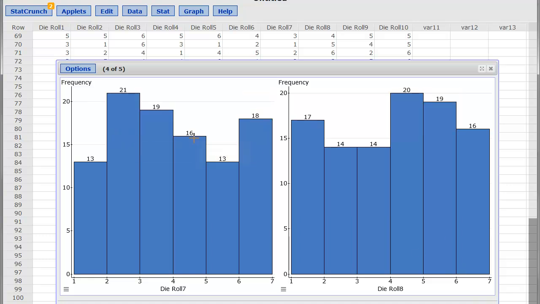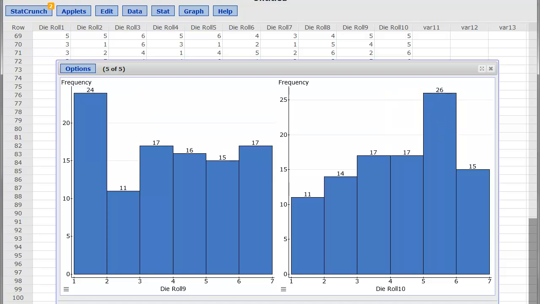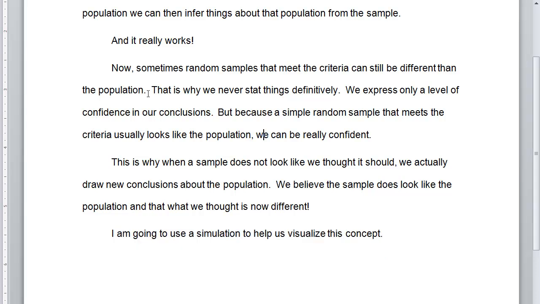Look at this one, right? 16, 18. I got a couple low and a couple high, but 14, 14, 16, 17, and then this 20 over here, right? 16, 15, 17, right? With one low and one high, right? 17, 17, 15, and so they're not perfect, but look at how close they are to being very uniform to what the population should actually look like, all right? And so it does. It really works.